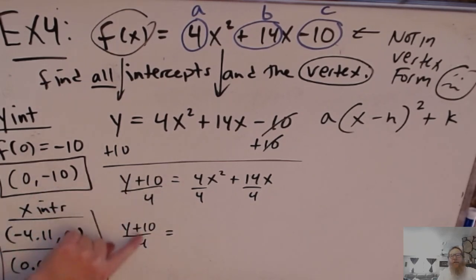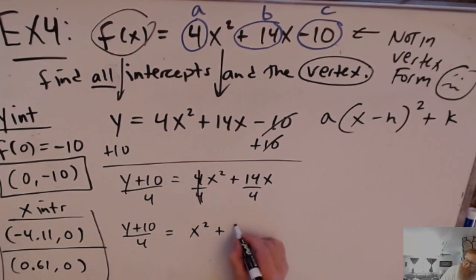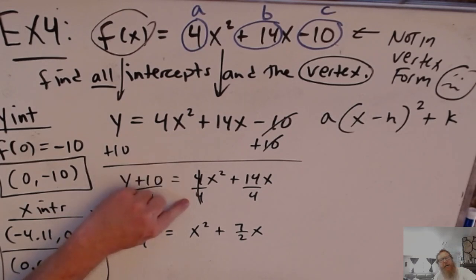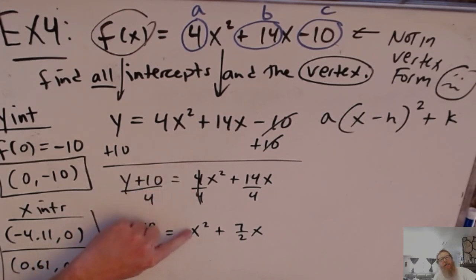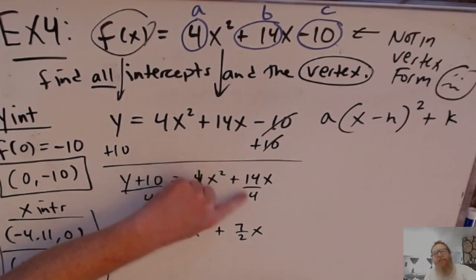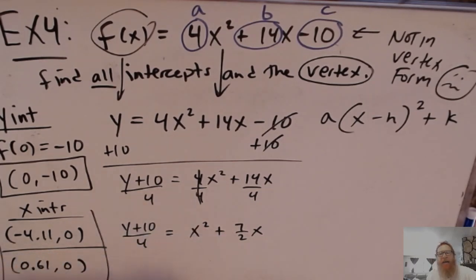Don't worry about the left-hand side. I call the left-hand side my garage. It's okay if your garage is messy. You want to work out the right-hand side and make it look as simple as possible. So 4 divided by 4, that's 1. So there's an invisible 1 here, 1x squared. And then 14 divided by 4, those are not divisible, but they are reducible. So 14/4 reduces to 7/2.